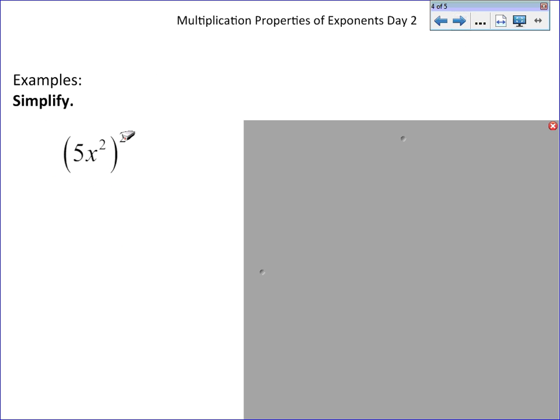So if we look at this example, notice the multiple base numbers that you have inside of here are the 5 and the x, and the 2 is going to distribute to both of them. So you're going to have 5 to the second power, and then x to the second power, and then that's taken again to the second power. 5 to the second power is 25. And then this is an example of our rule yesterday. It's a power of a power. So you're going to multiply those two together, and you get x to the fourth.